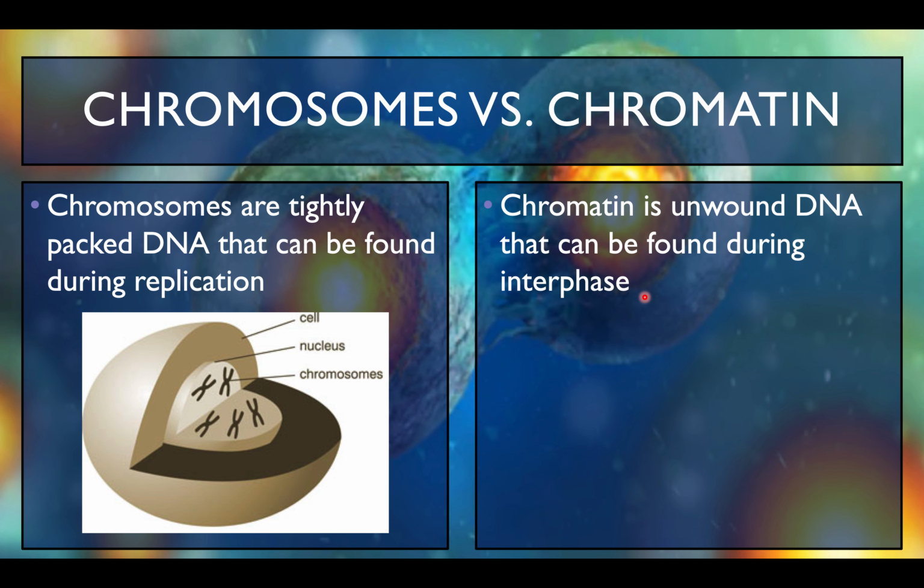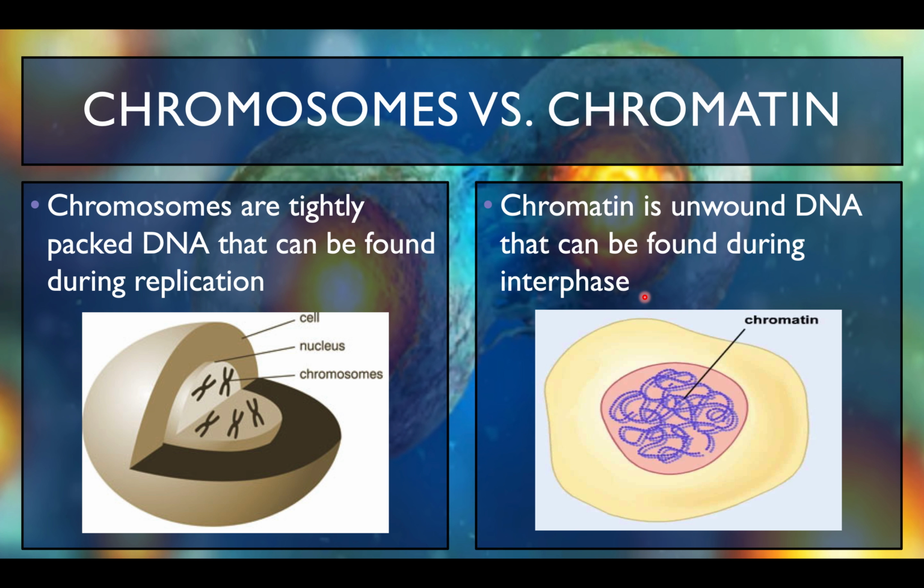Chromatin is unwound DNA that can be found during the interphase. So it looks like a soup of DNA, if you will. There is no shape to it. It is the whole double helix of DNA completely all over the place. Alright? Whereas chromosomes is when it gets a little bit more packed, a little bit more organized, and it gets a shape.